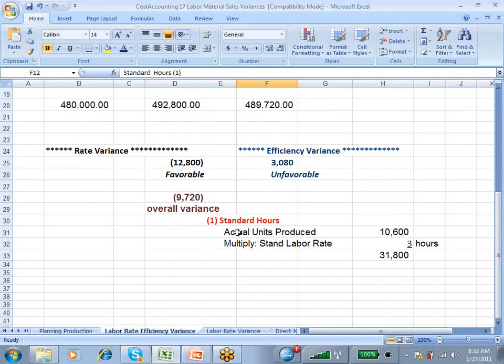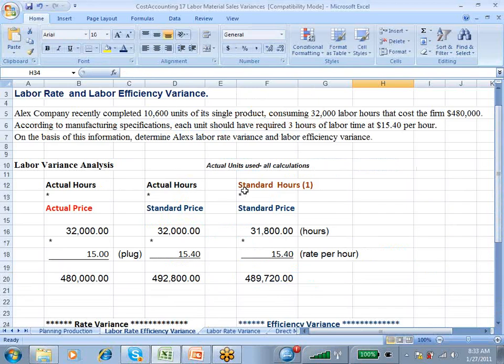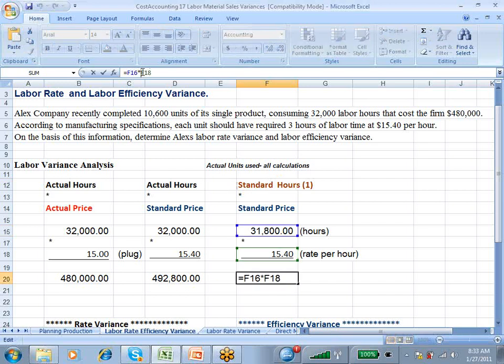Our standard hours are the actual units we produced, 10,600, times the number of hours per unit that we planned to get to our 31,800. So that standard hours number is in that footnote, and that's how we get 31,800. We multiply the two together, and we get 489,720.